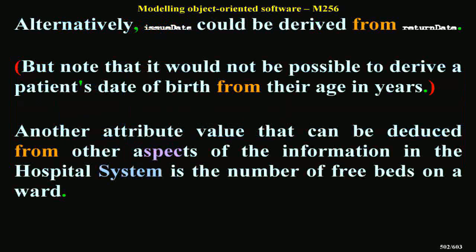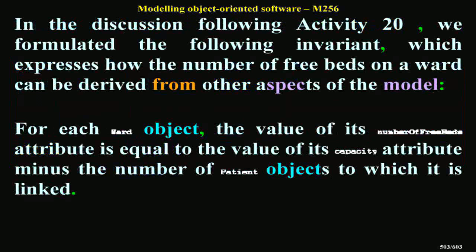Another attribute value that can be deduced from other aspects of the information in the hospital system is the number of free beds on a ward. In the discussion following Activity 20, we formulated the following invariant, which expresses how the number of free beds on a ward can be derived from other aspects of the model. For each object, the value of its attribute is equal to the value of its attribute minus the number of objects to which it is linked.